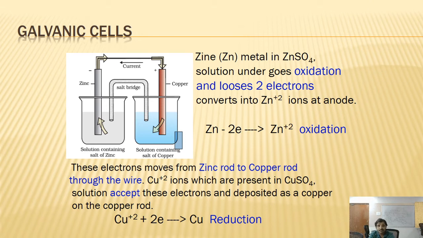rod. What will happen is the copper plus 2 ions receive the 2 electrons and get neutralized and get deposited on the rod as copper metal. That is a reduction reaction, because receiving of electrons, gaining of electrons and decrease in oxidation state is said to be reduction. And the combination of oxidation and reduction reaction is called a redox reaction.